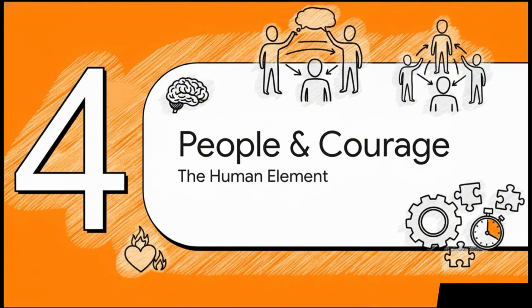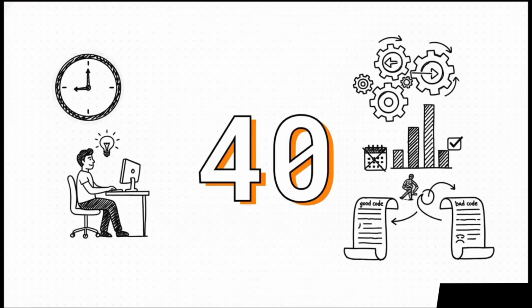Okay, moving to part 4, people, customers, and courage, the human element. Because software isn't just about machines, it's deeply about the psychology and the people building it. 40. That is your magic number. This principle is known as programmer welfare, and it flat out states that 40 hours is the absolute maximum an Agile developer should be working in a week. If they pull overtime one week, they are strictly forbidden from doing it the next week.